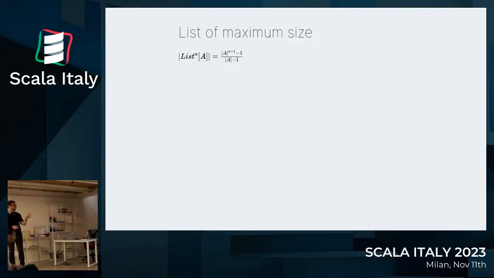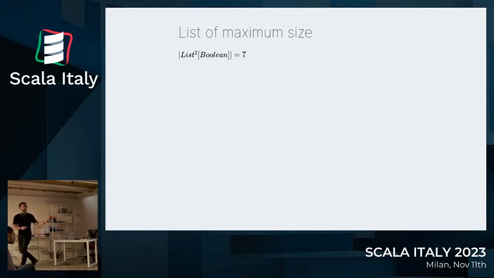And if you don't believe that this works, let's take a quick example. Let's take list of size at most 2 of Booleans. Not too big an example, because otherwise it's never going to fit on the screen, but let's simplify it. We know that the cardinality of Boolean is 2, right? So that's 2 to the 3 minus 1 divided by 1. That's going to be 7.